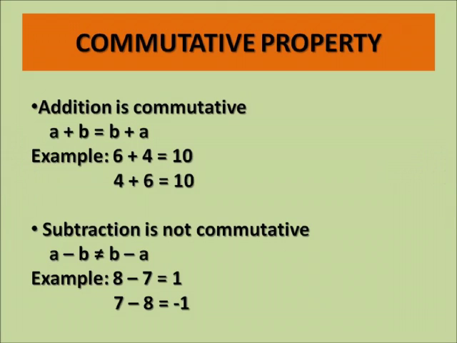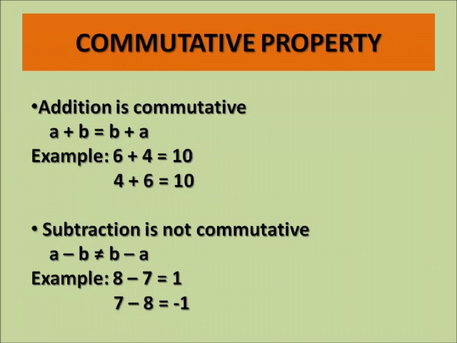Next, we have commutative property. Now, for addition, addition is commutative. That is, if I have two integers, a plus b will be equal to b plus a. I have taken two integers 6 and 4. Now 6 plus 4 is equal to 10. Also 4 plus 6 is equal to 10. So addition is commutative. Next is subtraction.